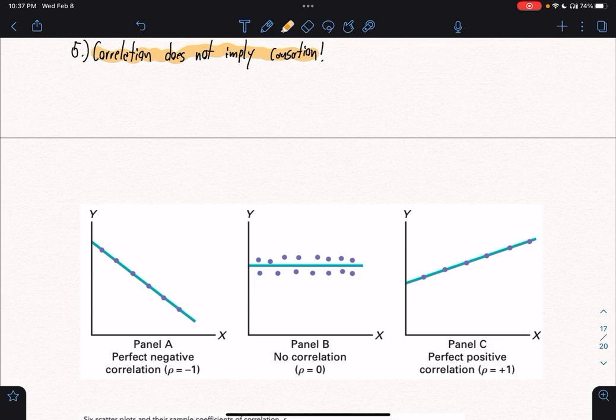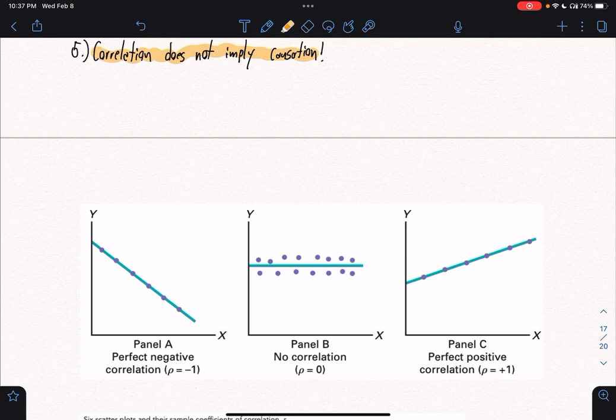Regardless of whether x is, say, increasing or decreasing, there's no relationship to whether y is increasing or decreasing. And then finally, the positive relationship. So as x increases, y is increasing at the same time. And so we're seeing this perfect positive linear relationship. So these are the extreme cases. This is correlations of -1, 0, and 1.